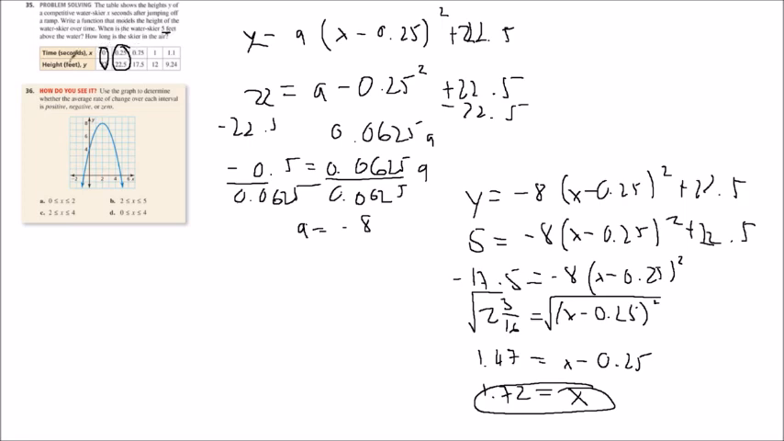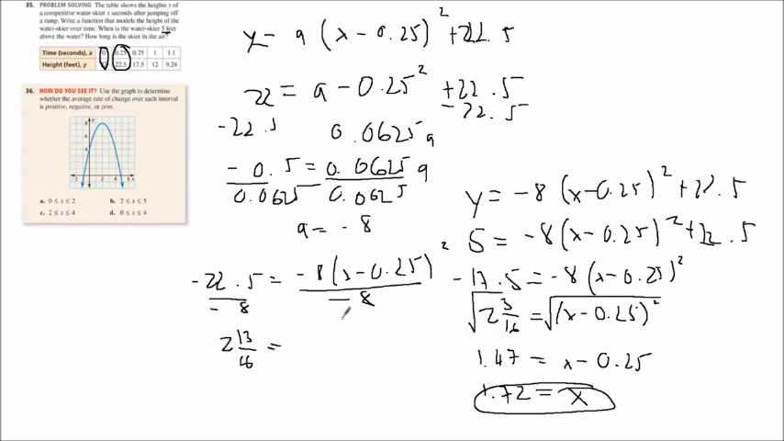How long is the skier in the air? The amount of time that the skier is in the air is characterized by the amount of time that the skier is higher than 0. Therefore, we have to find when y is equal to 0. We'll do the same thing, 0 instead, so we can instantly move that over. We have negative 22.5 is equal to negative 8 times (x minus 0.25) squared. So we divide by negative 8 on both sides.